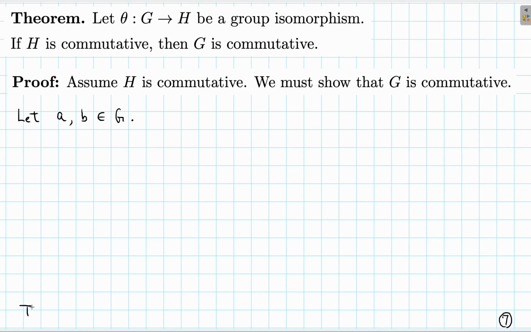So thus, A times B equals B times A. And I like to, in this proof, be very explicit about where these multiplications are taking place. So rather than just writing star here, I'll write star G to indicate that for these products, that multiplication is taking place inside G. And so that's our final goal.